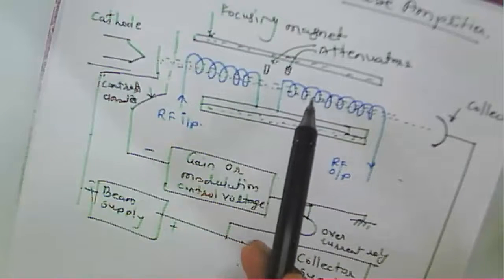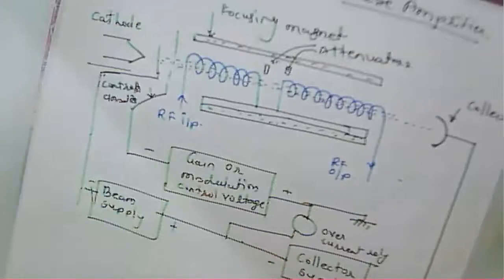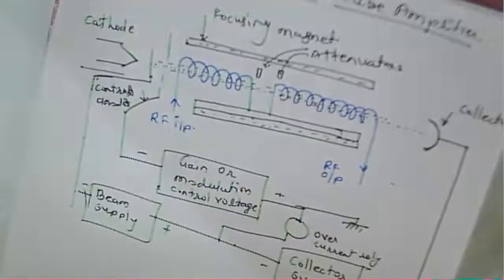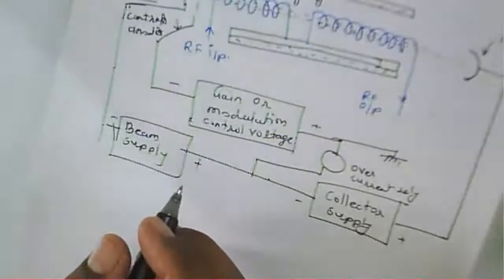So your output will consist of noise. To avoid it, we can use a single helix structure with an attenuator. That's why attenuators are used in this particular section. Now we can consider the types of helix.